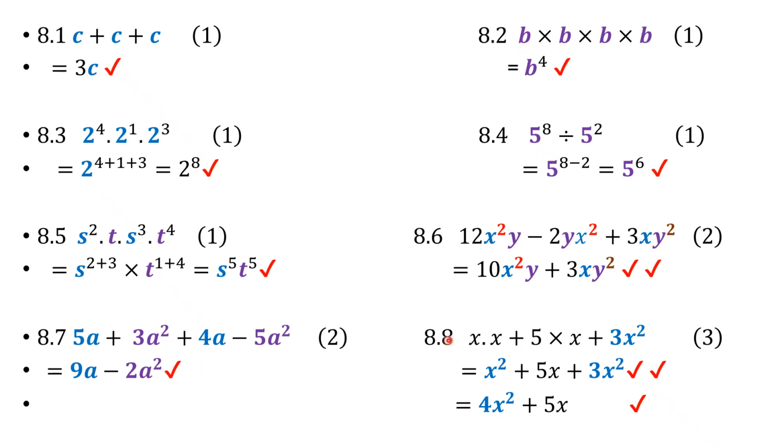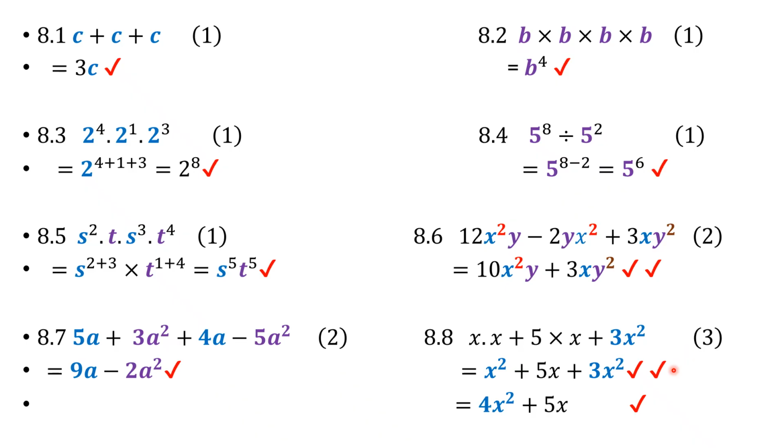Right, 8.8. We have x times x plus 5 times x plus 3x squared. So x times x, bases are the same, add exponents. 1 plus 1 would give me 2, so that becomes x squared. 5 times x simply becomes 5x, and that stays 3x squared. So 1 mark for correct multiplication there, and 1 mark there for correct multiplication.